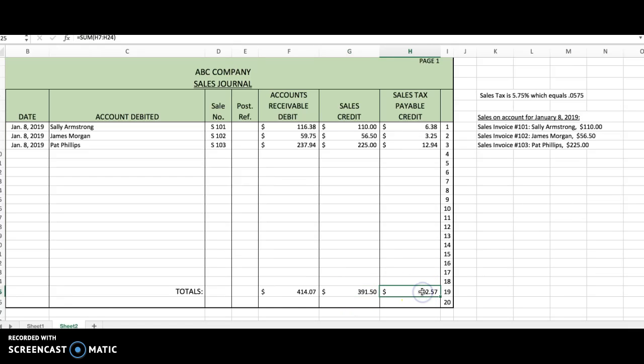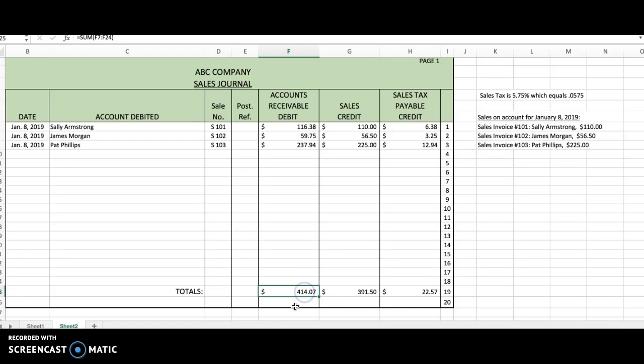Sales tax payable, same way. There's now a new liability account in the general ledger called sales tax payable, and we will credit that account because we owe that now, because we will collect that money from the customers. So those totals are used when we post to the general ledger.